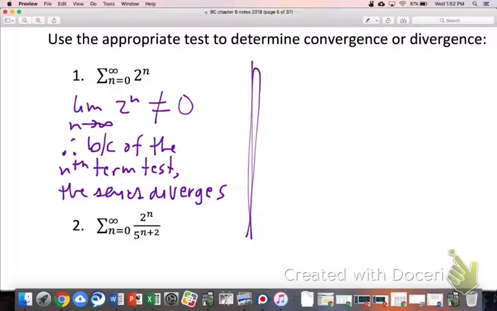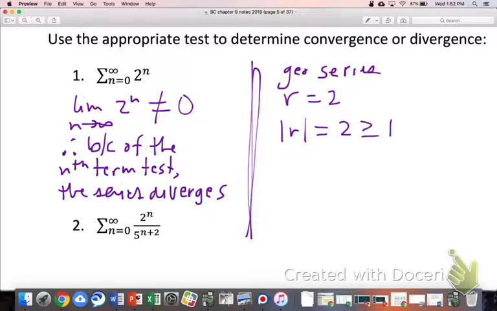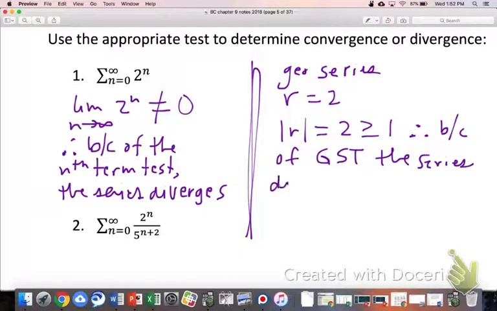So you could have said, this is a geometric series. And like you said, Darian, R is 2, right? Because to get the next term, you're just going to multiply by 2, and then 2, and then 2. So R is 2, and because the absolute value of R is 2, and that is bigger than or equal to 1, therefore, because of the GST, geometric series test, the series diverges. So you really could have proved it either way.